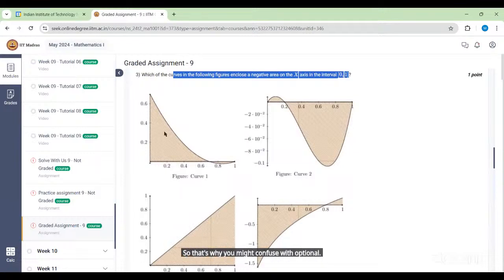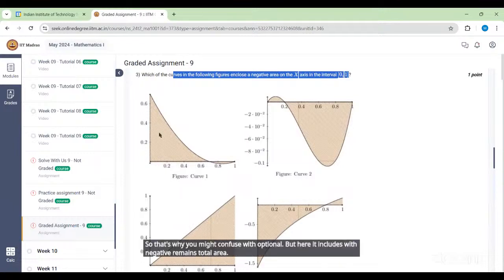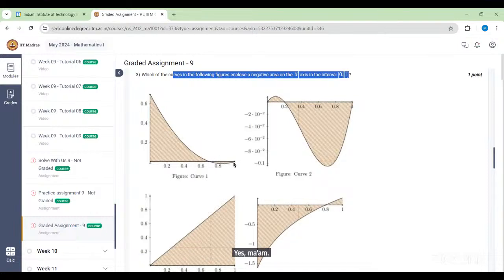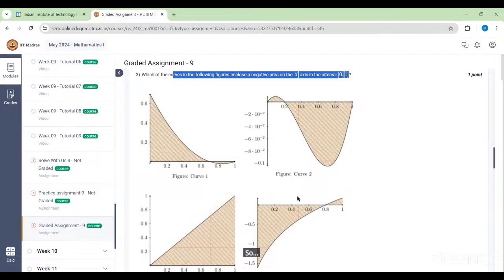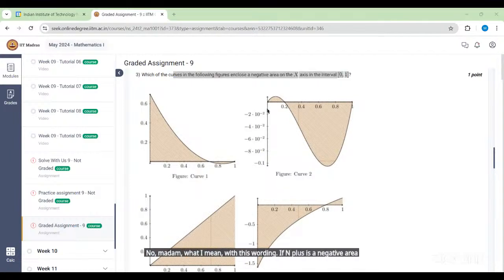Enclosed with negative area means total area. So here you will get some bigger positive quantity plus a smaller negative quantity, so ultimately you will get a bigger positive area. Ma'am, with this wording, it encloses a negative area. All three except C will be enclosing a negative area. No, not like that. They mean that if there is a smaller portion that is enclosed, then we can also think that option 1 is correct. But they are saying that the total area should not be negative.